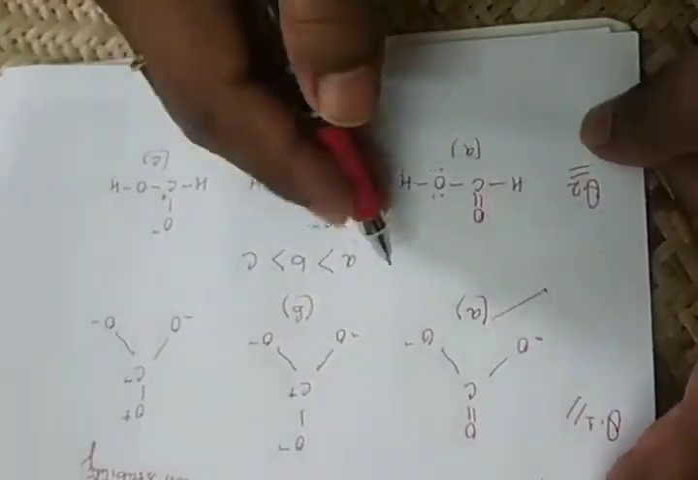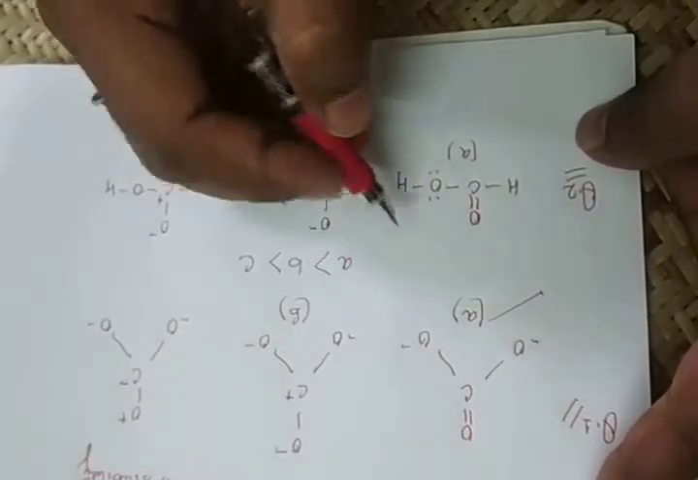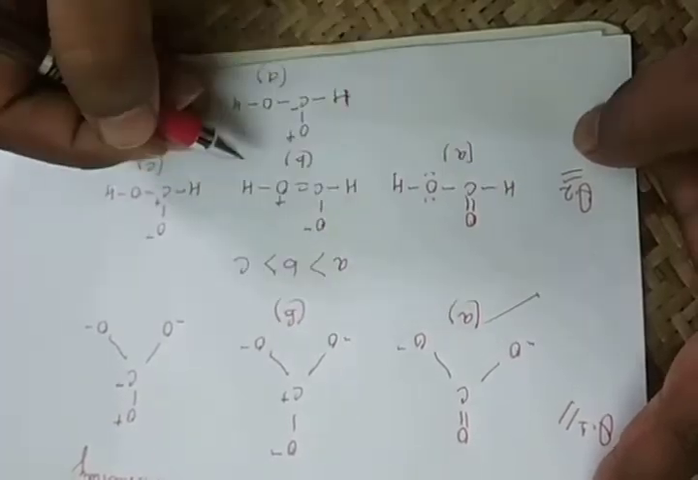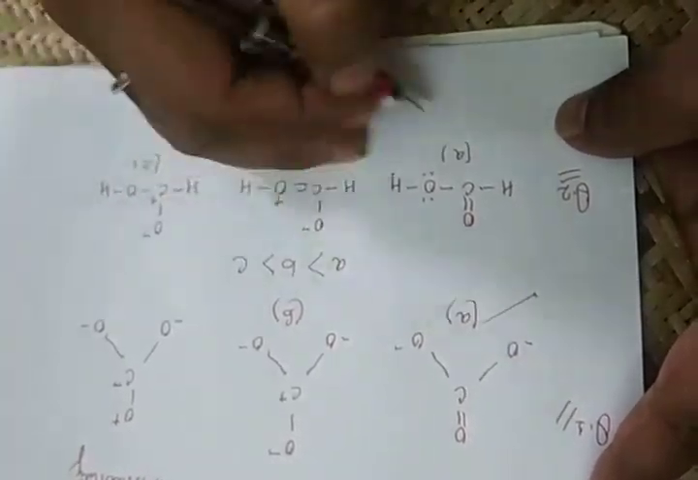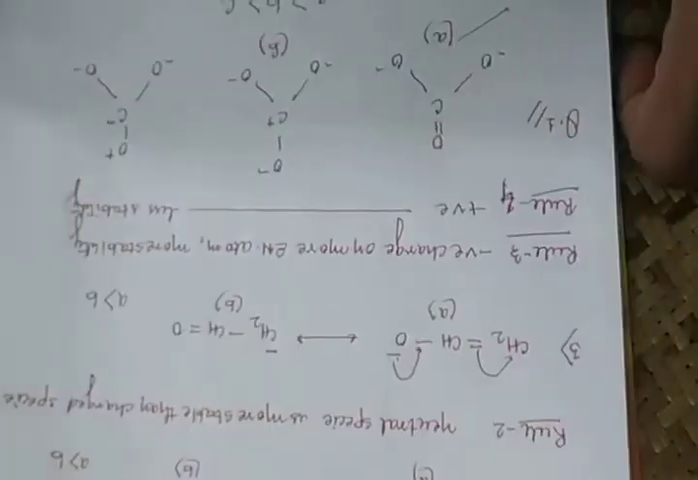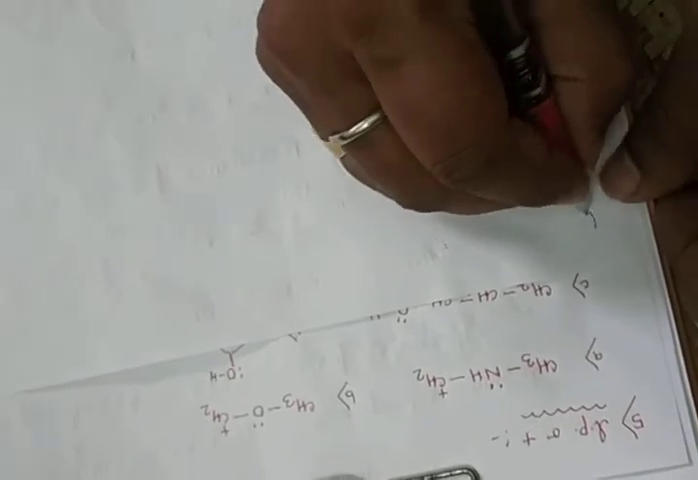Okay. This question is based on the same rules. First you check which is more stable, then give the order of stability, in decreasing order. Now again, the next question, question number 3.